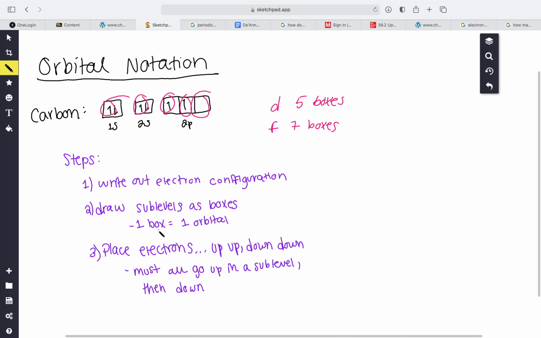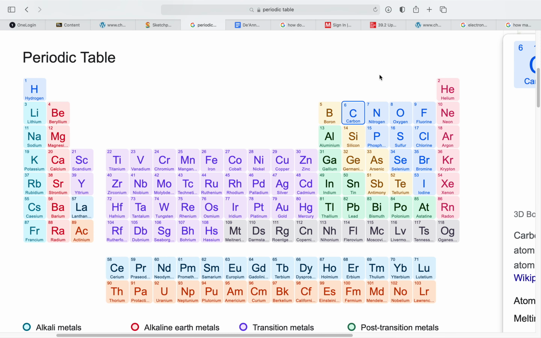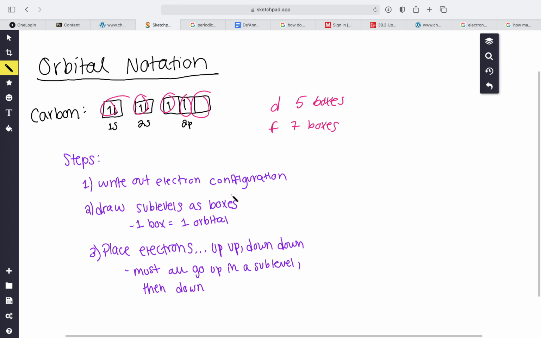After you draw the boxes, you're going to place your electrons. The number of electrons is going to be equal to your atomic number up here. So if we're doing arsenic, there are going to be 33 electrons that you have to draw. I know it's going to be a pain in the butt, but you've got to do what you've got to do. You place your electrons, and remember the rule that I like to say: up, up, down, down.